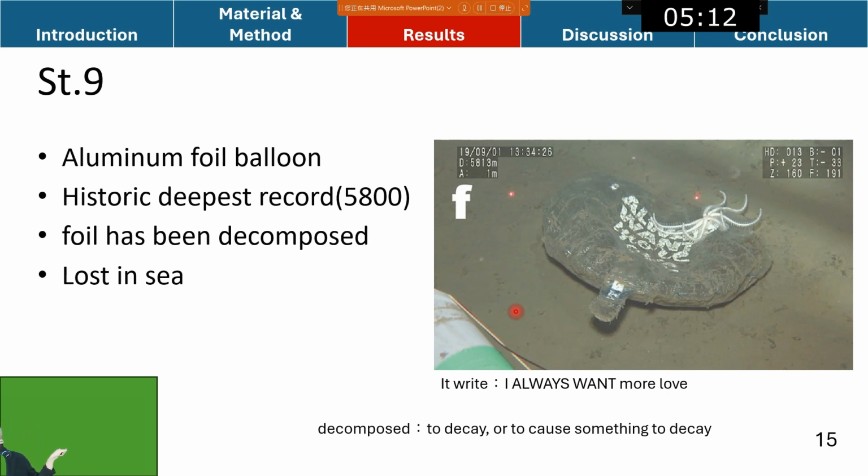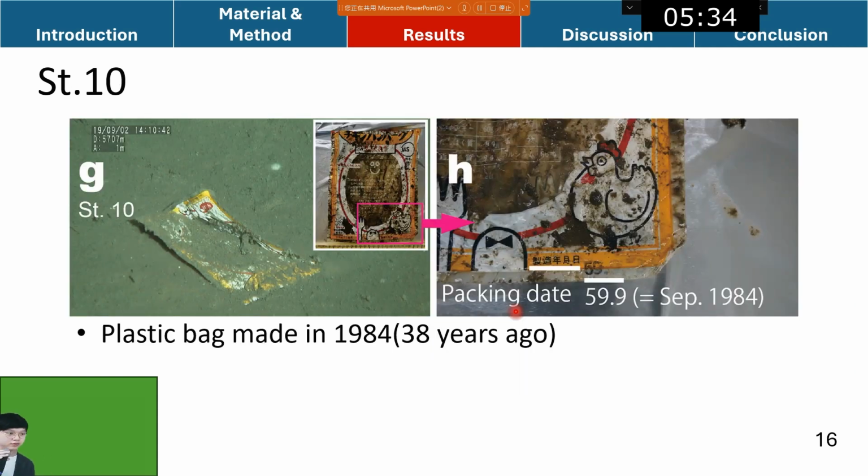At one site we found an aluminum foil balloon, and this is a historic database record of finding a foil balloon in the sea. When we found it, the foil had already decomposed. But for some reason we lost it in the sea, so we did not collect the sample.